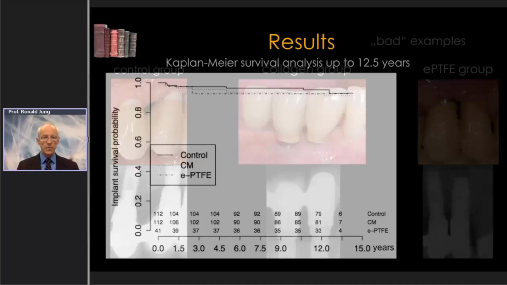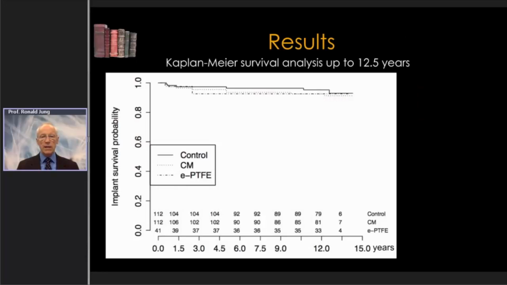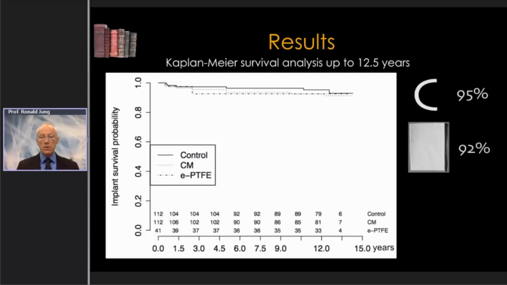Here's Kaplan-Meier survival analysis up to 12.5 years. The control group had a survival rate of 95%, the collagen group of 92%, and the EP2FE group of 93%. All in the same magnitude, all very good results at 12.5 years, and no differences between the three groups.